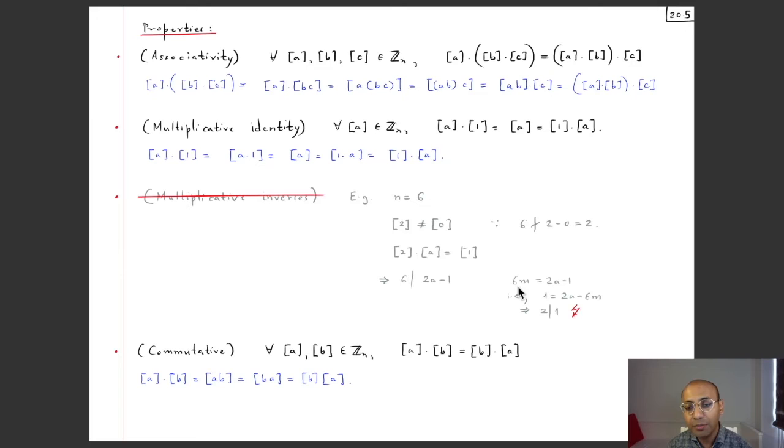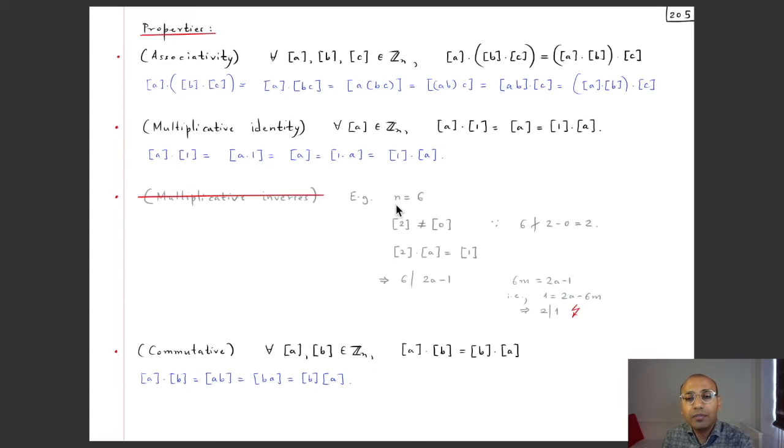But what does this mean? That means that there exists some integer m such that 6 multiplied by this integer m is equal to 2A minus 1. But I can rearrange this to read 1 is equal to 2A minus 6m, and it is clear that 2 divides this and 2 divides this, so 2 divides this thing, and so 2 divides 1. But that would mean that 2 is less than or equal to 1, which is false. And so we have arrived at a contradiction. So this non-zero element has no multiplicative inverse.